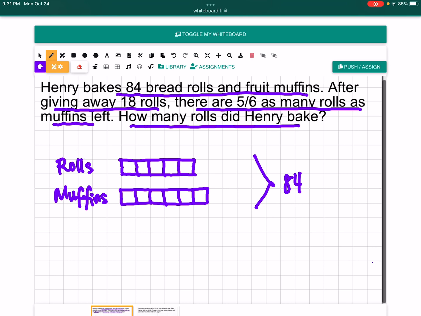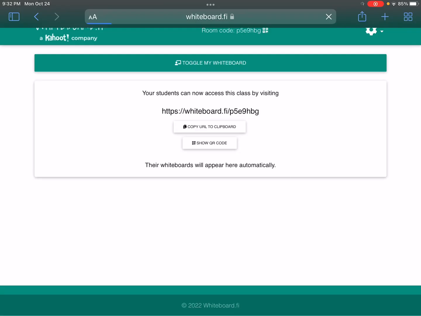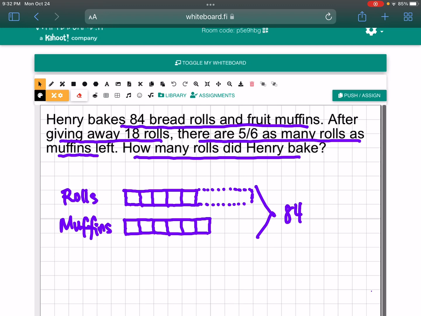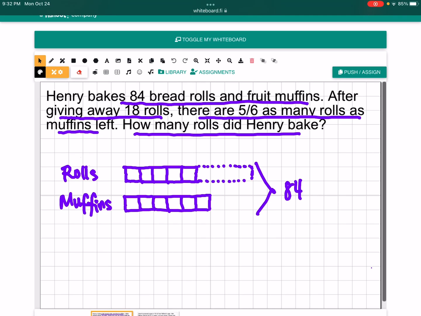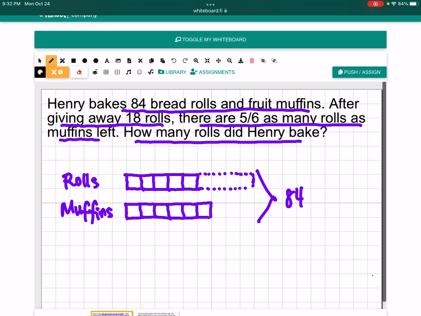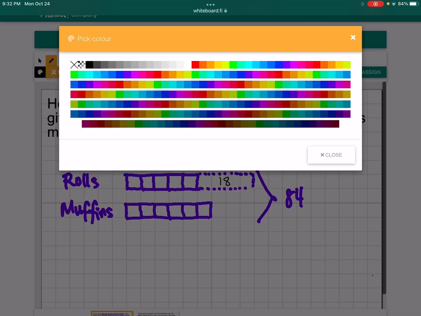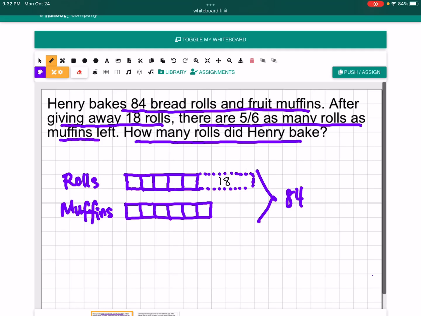But that's not all that we're going to put on the rolls. We're also going to put this dotted line. And we really don't know how far it extends. And it doesn't really matter. But that dotted line is actually going to be 18. Oops. This is 18. All right. And we also know one other thing, and that's that we are looking for this quantity right here. Okay. So, well, I think we can get to work now.